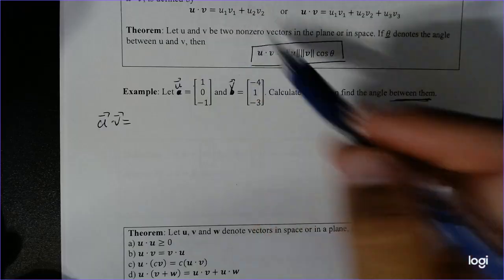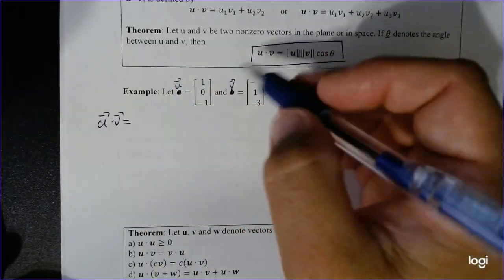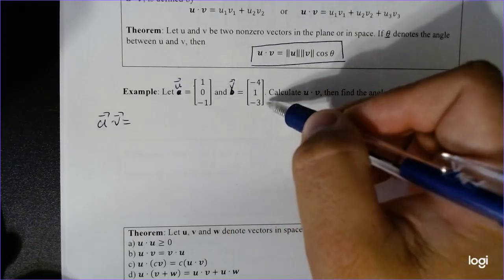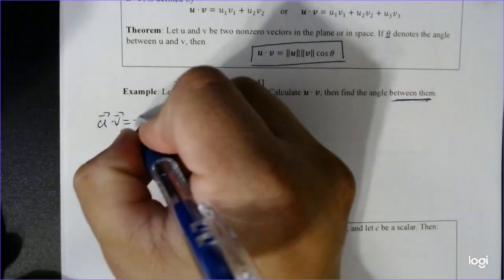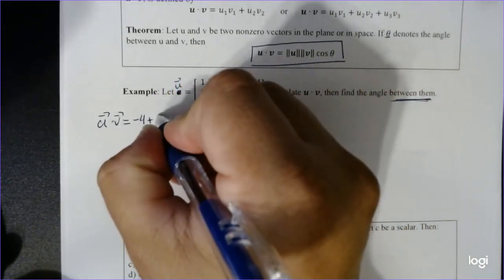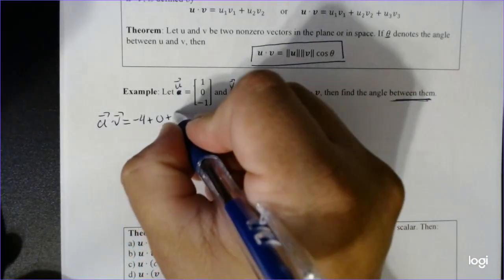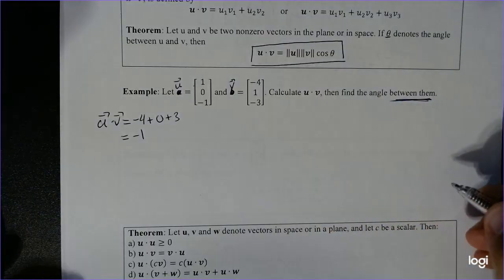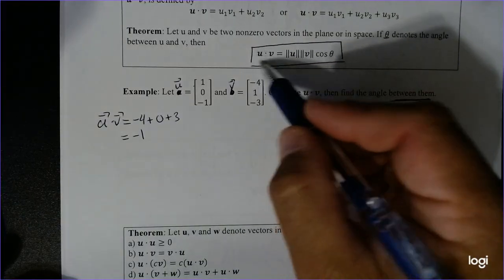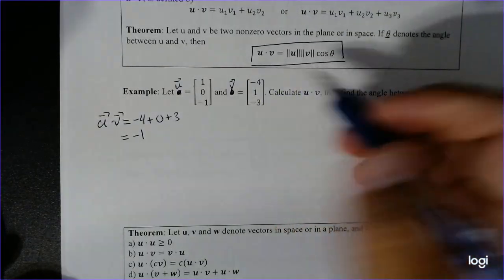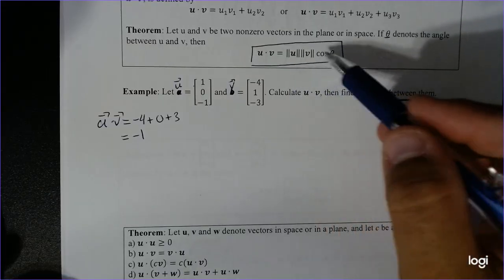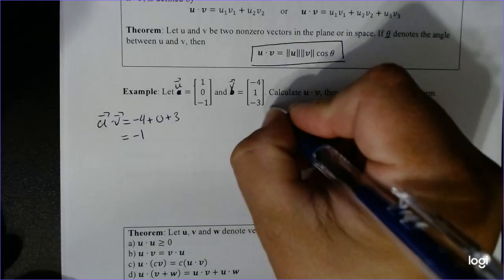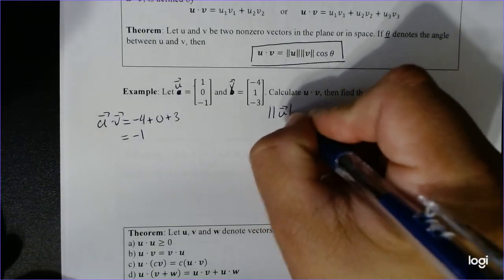Okay. So first we'll just do component by component. So it's going to be 1 times -4 plus 0 times 1 plus -1 times -3. This gives you a positive 3 there. So our dot product is -1. So this part is -1. So now to figure out the other part, you have to do each one individually, and then we'll do cosine inverse to go backwards. So next we'll just get the length of each individual vector.